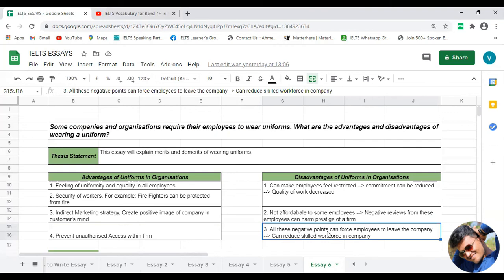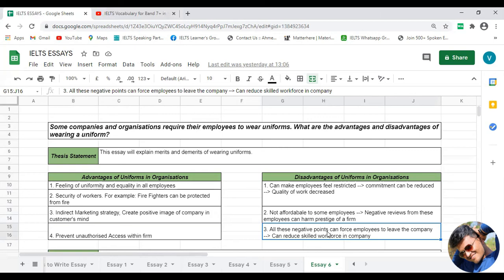For some, the uniforms are not affordable. They can also post negative reviews, and all these negative points sometimes force employees to leave the company. If your employees are continuously pinpointing that they are not comfortable with this policy of wearing a uniform on a daily basis, and you as an employer are not making any change in that policy, then all this negative environment will force your employees to leave the company.